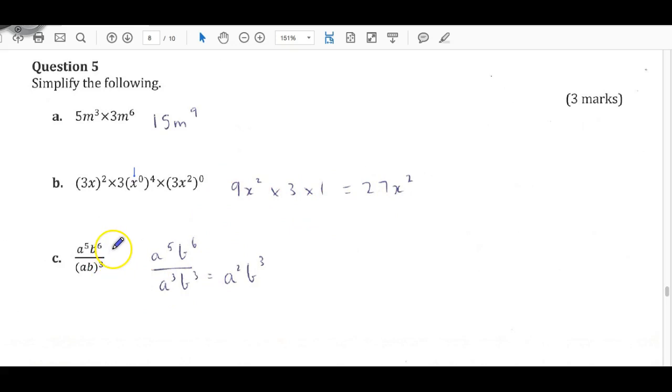For question C, expand this bracket so it becomes A3, B3, and then we're just cancelling out the powers.